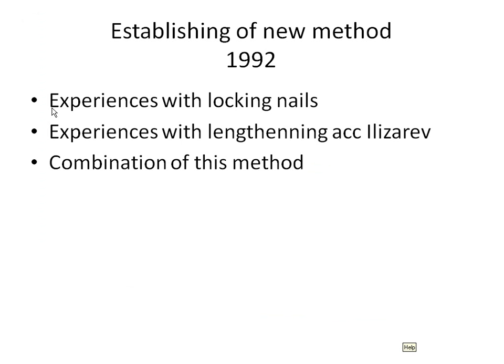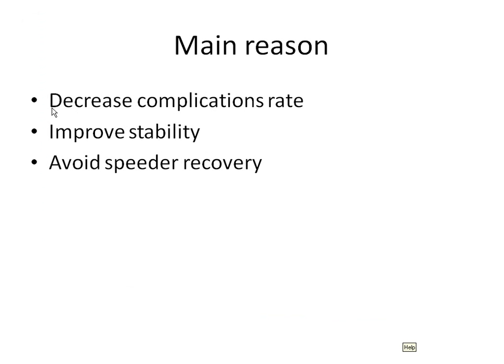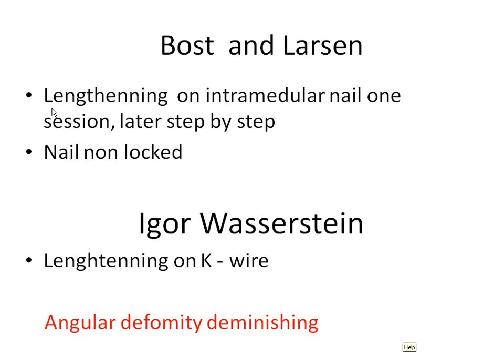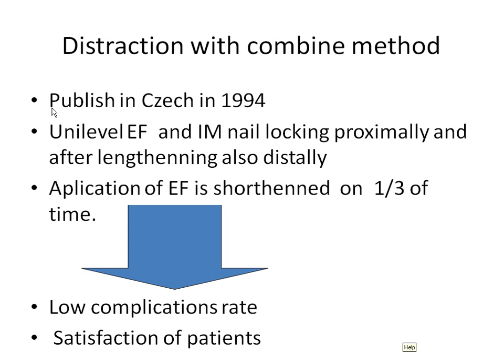So we looked for a new method, and we had experience with locking nails and experience with lengthening. So we combined these methods and made another method to bring improvement for our patients. We are not first. Boston and Larsen used an intramedullary nail as we do, but they don't lock the nail. In Estonia, I think, Igor Wasserstein also used lengthening on a very strong K-wire to diminish angular deformity, but then he replaced the interval of the bone with a solid graft.